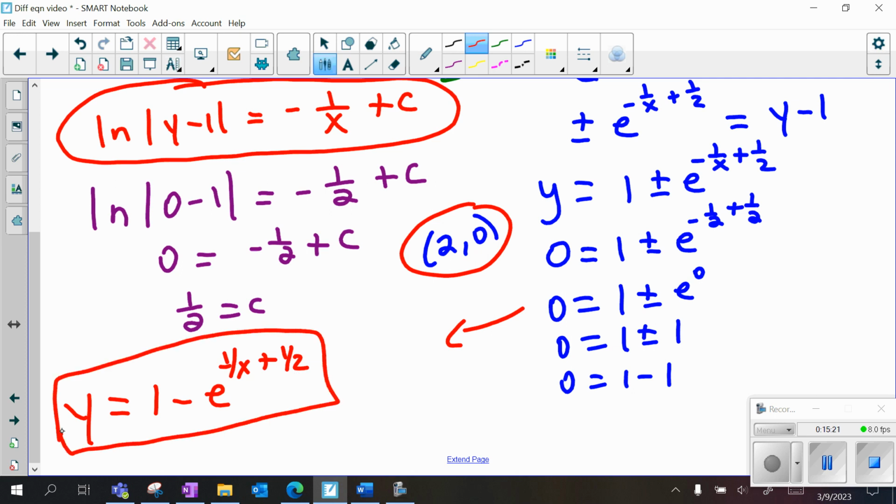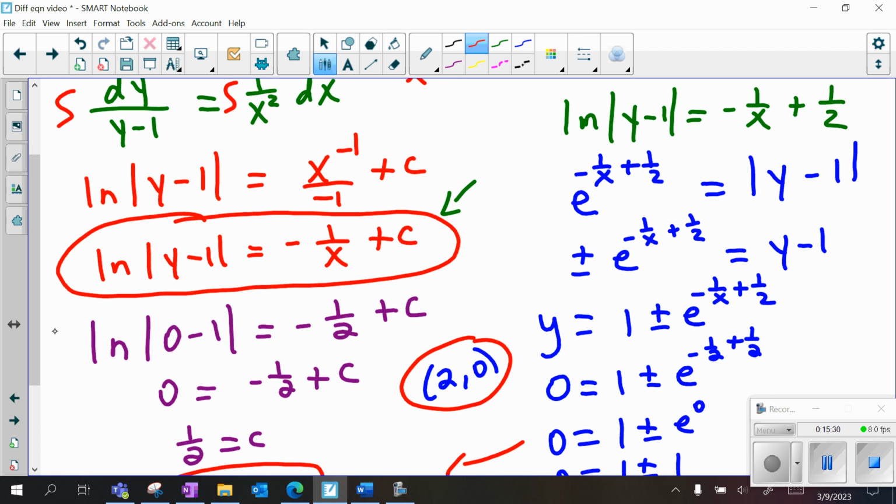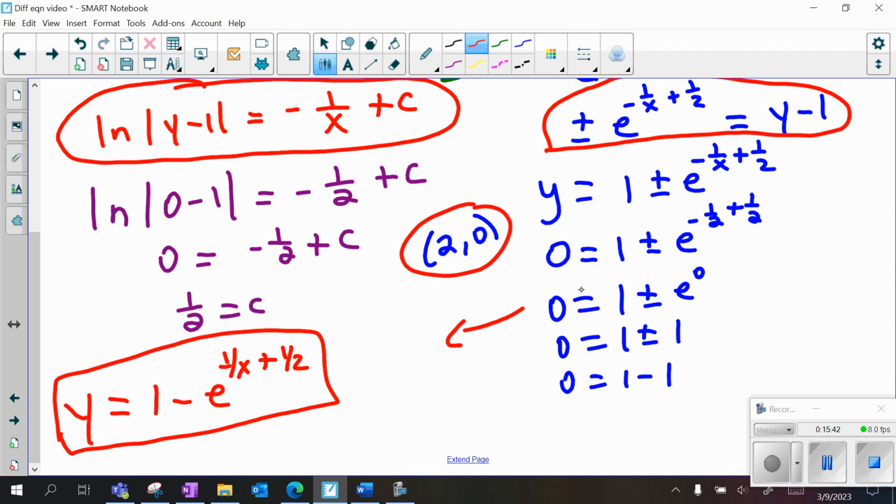Final answer. So these could be tricky. Again, if your y value is positive or negative, you can make that decision right here in this step when you first remove the inside value from the absolute value. If not, you can always isolate and then plug in that point to see which one works, which one satisfies this condition. I hope this was helpful.